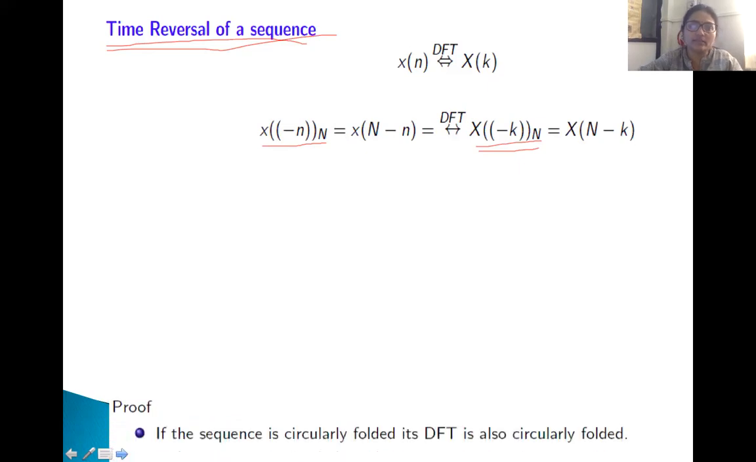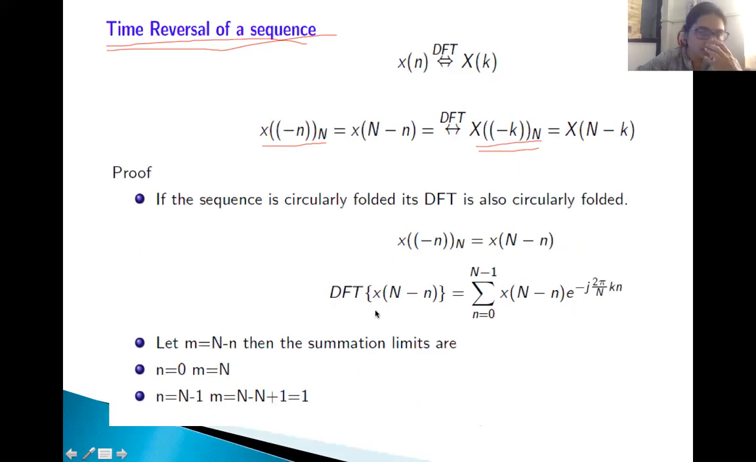Okay, so next, here you can see the proof. If the sequence is circularly folded, its DFT is also circularly folded. If the sequence is reversed or folded, x of minus n means we are folding the sequence. If the sequence is folded in the time domain, its frequency domain values are also going to be circularly folded.